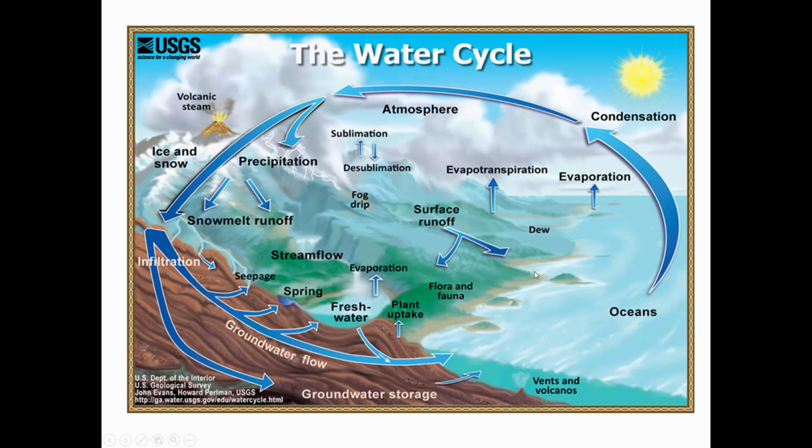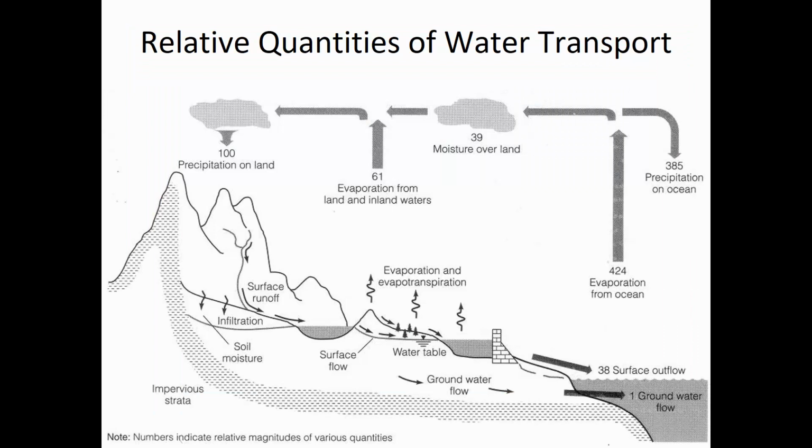The next slide I'm going to show you breaks it down by relative quantities to give you an idea of how important these different processes are on an amount basis. This is a figure that shows if there's 100 units of precipitation onto the land, then to get that 100 units, we can think of it as a percentage, there has to be 424 units of evaporation from the ocean. And that relative amount is related mostly to the fraction of the Earth's surface that is covered by water versus how much of it is covered by land.